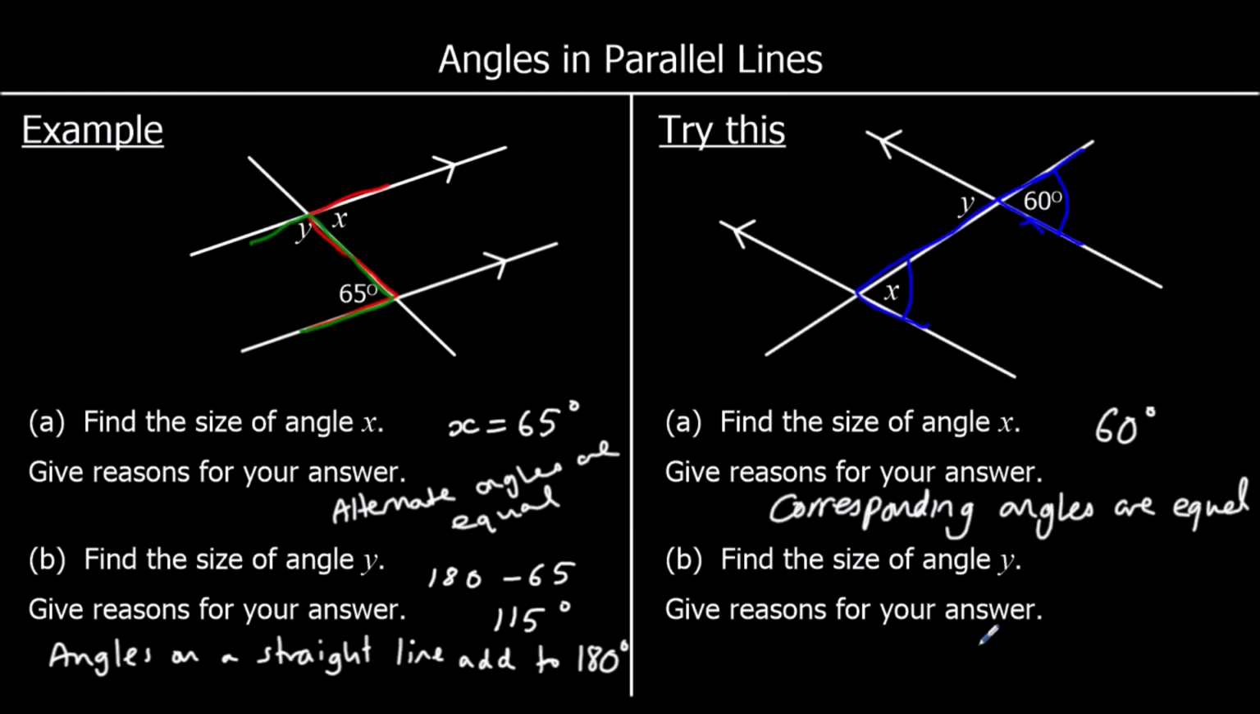Find the size of angle y. So y is alternate to x or opposite 60. So we can say it's 60 degrees for either of those reasons. So I'll put opposite angles are equal.